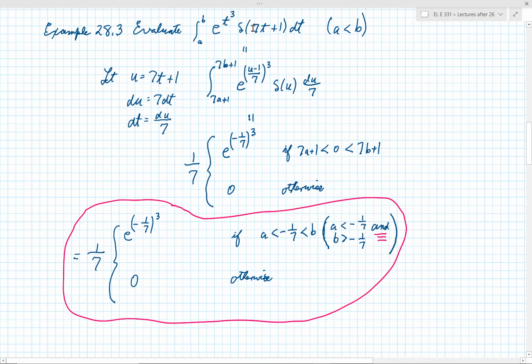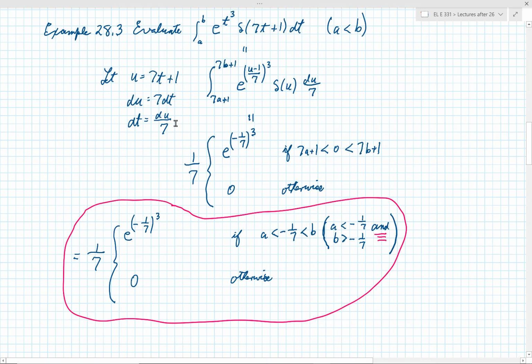For these problems, what we need to do is to get the argument of the delta function as a single variable, which I've called u in this case. I'm going to let u equal 7t plus 1, and so du is 7 dt, which means that dt is du over 7.